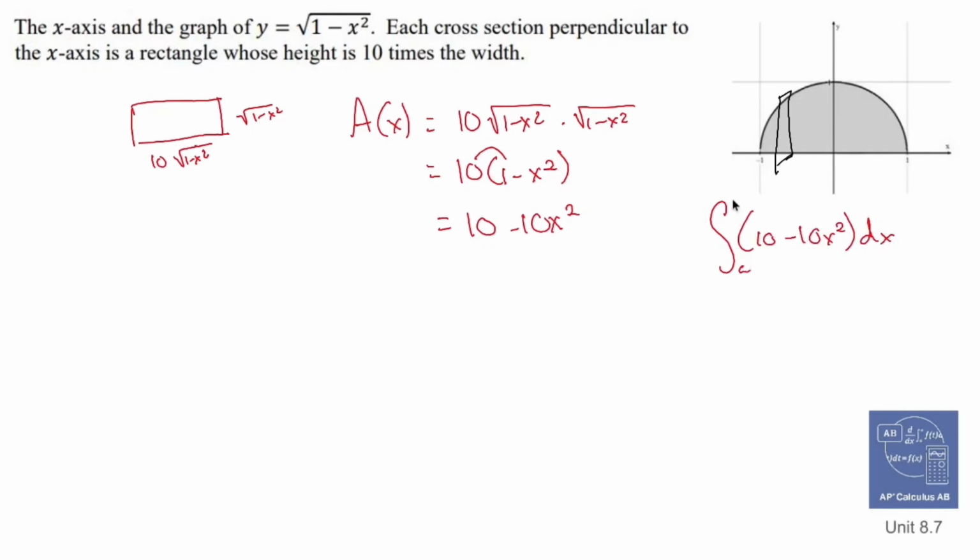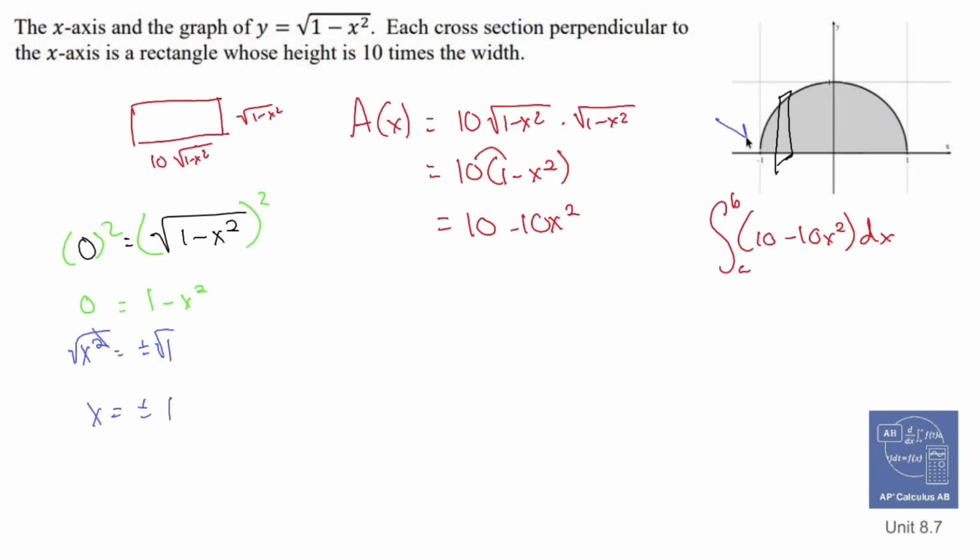Issue number one is I don't know my limits yet. But what I do know is this guy is set equal to the x-axis. So I'm going to do 0 equals the square root of 1 minus x squared. Let's square both sides. Pretty easy stuff. That's just going to make the square root go away. So 0 equals 1 minus x squared. Let's add x squared to both sides. So x squared equals 1. Okay, square root everything, positive or negative, and x equals plus or minus 1.